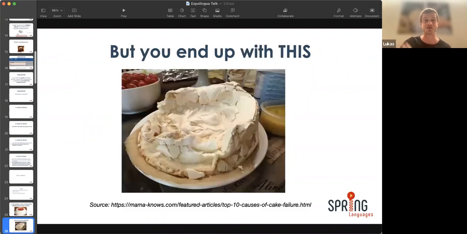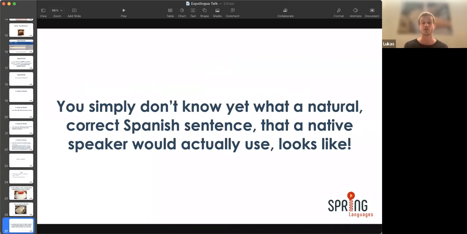But you still end up with something that looks like this, which probably would happen to me. I'm not a very good cook, or I don't bake good cakes. But that's what often happens. You know the rules, you know the words, but you can't create sentences. Why does that happen? Well, because you simply don't know yet what a natural, correct Spanish sentence that a native speaker would use looks like. Right? You have the ingredients.